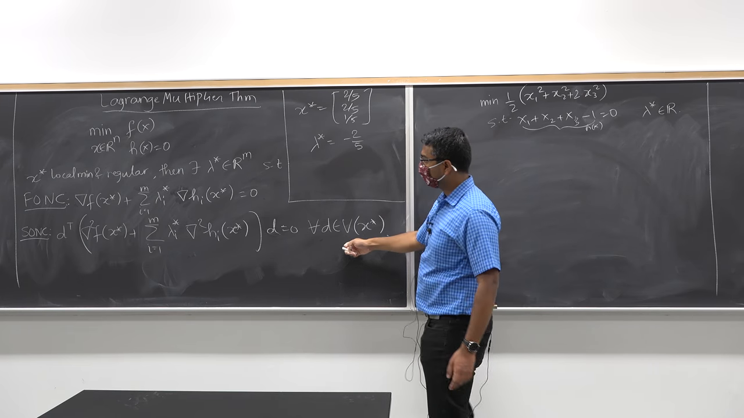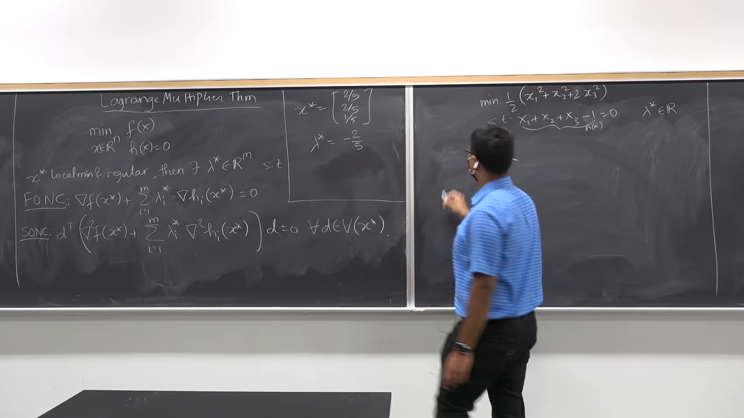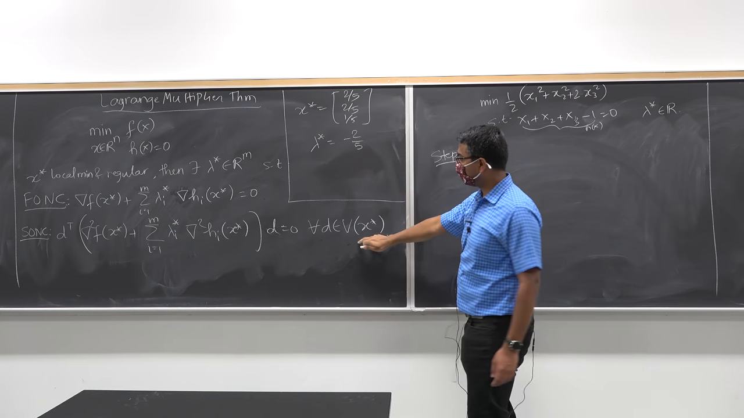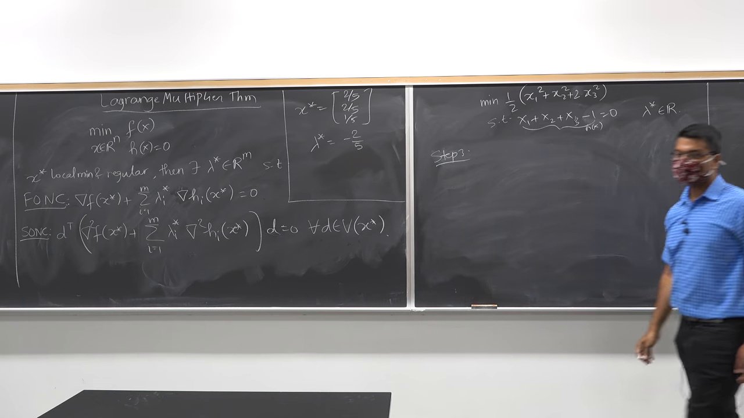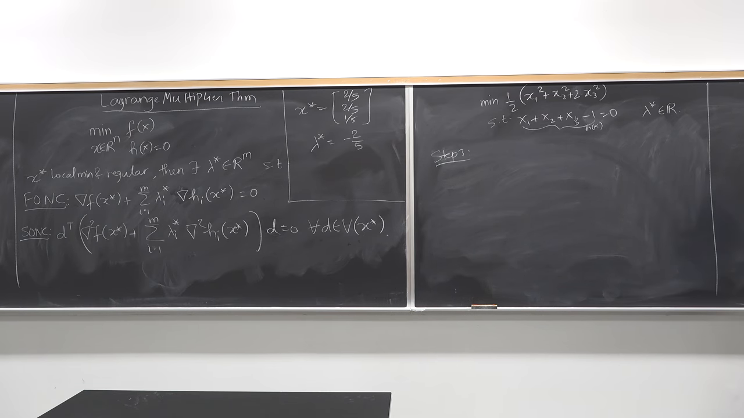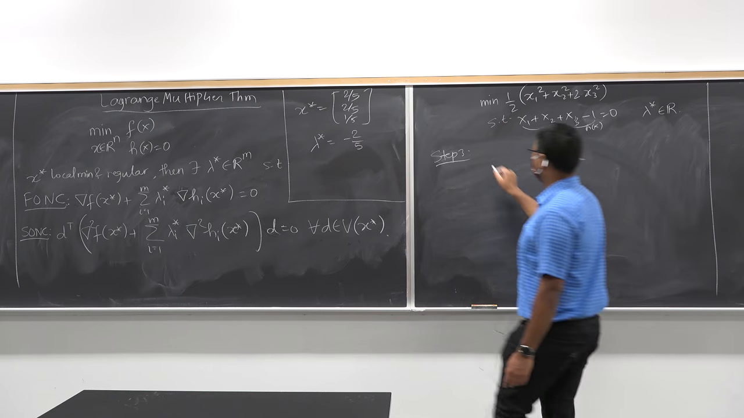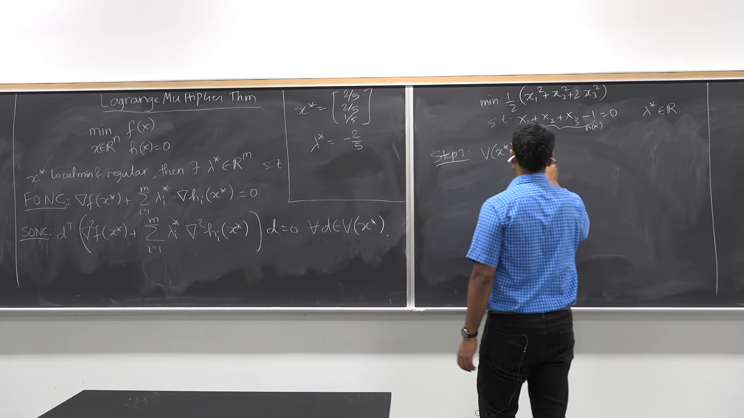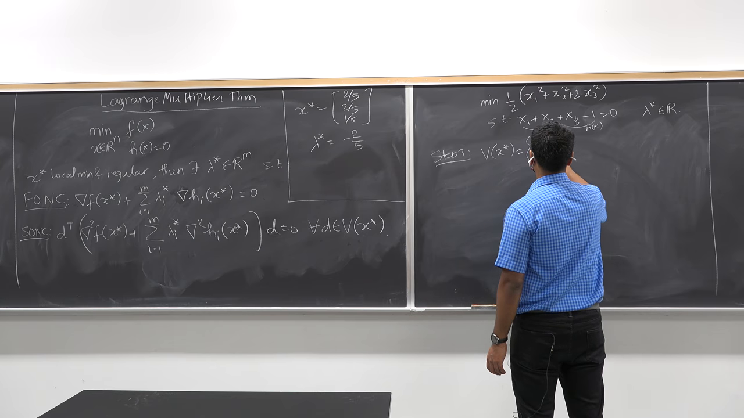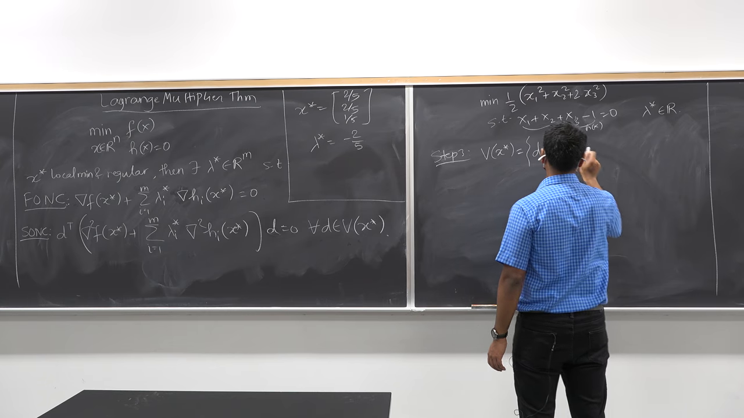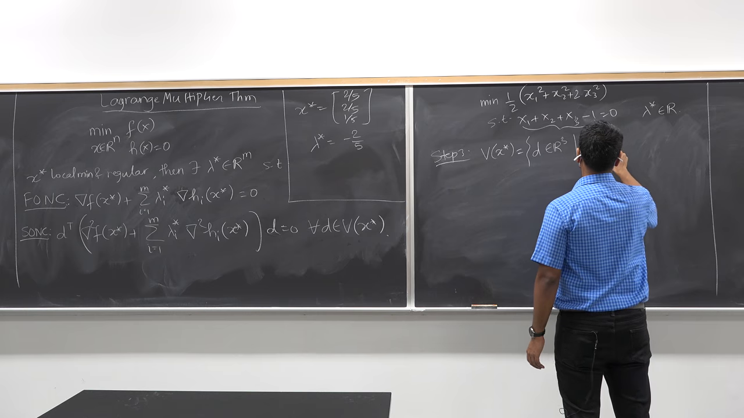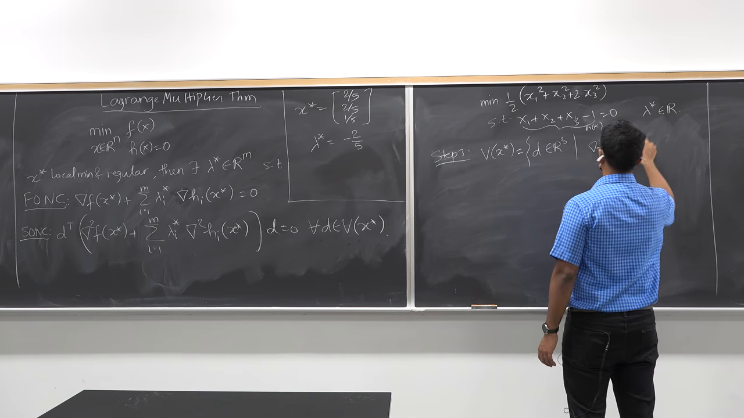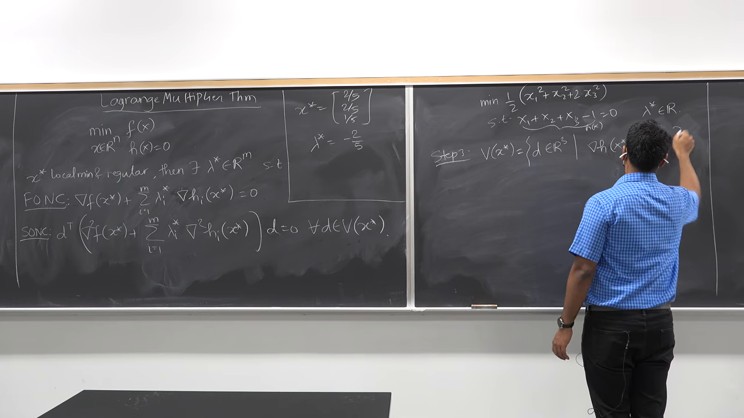So in order to check the second condition, let me write step three. Step three is only needed if you want to check whether the second order necessary condition is satisfied by this point or not. So let me compute V of X star first. If you remember, V of X star is the set of D in R3 such that gradient of H at X star transpose D is equal to zero.